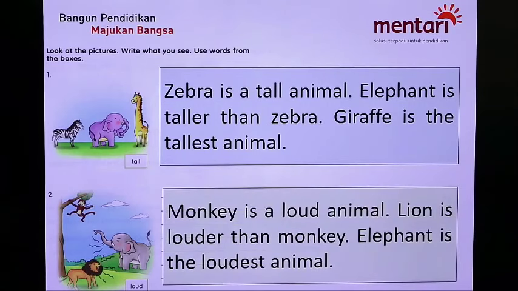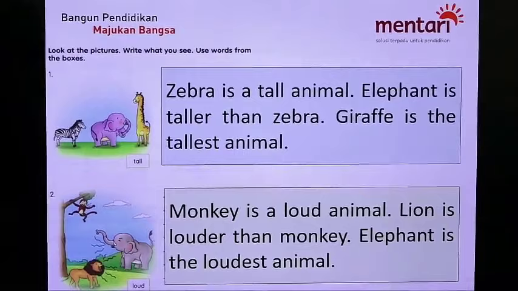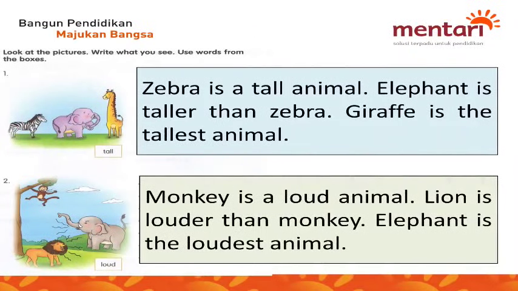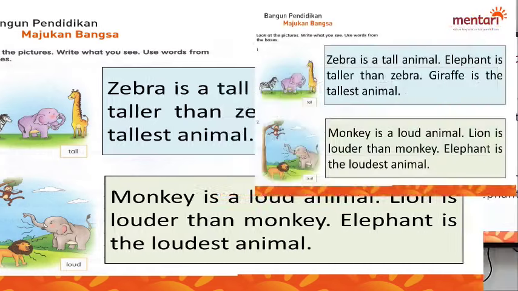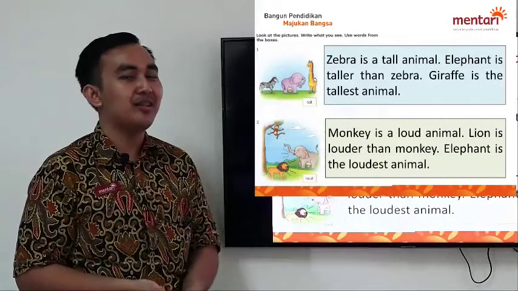The next one, we can use loud. Monkey is a loud animal. Lion is louder than monkey. The last one is elephant is the loudest animal. You can see in the picture that the elephant can have a louder voice than the lion. So I would say the elephant is the loudest animal.